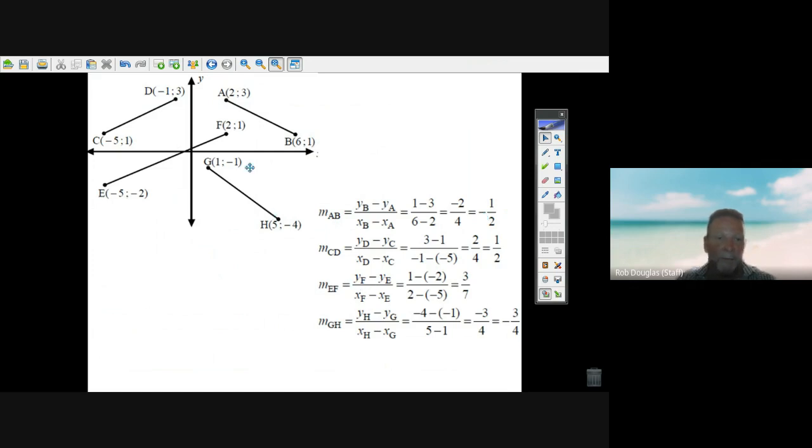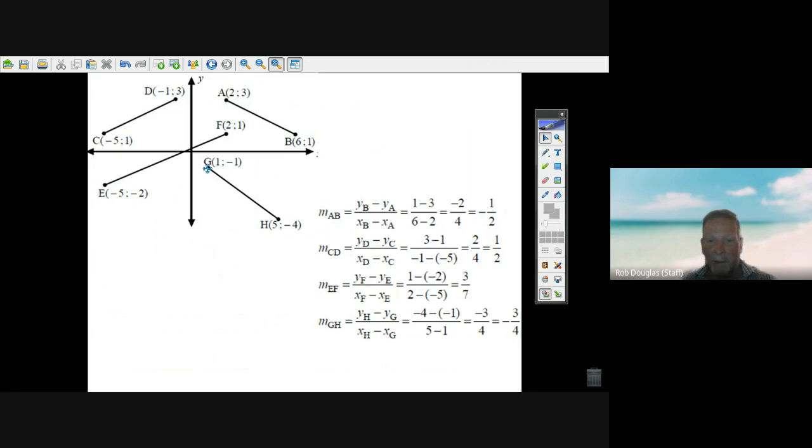Let's look at EF here. Well, what did they do? They started with 1. 1 minus 2. That's 1 plus 2 is 3. And then 2, there's your x values, minus 5, that's 2 plus 5 is 7. The gradient of EF is a nice positive 3 over 7 because it's going uphill.